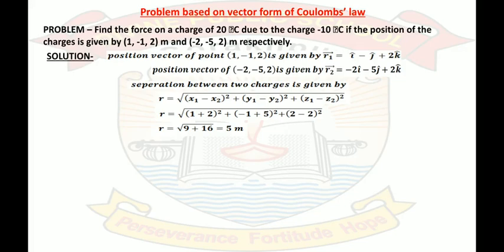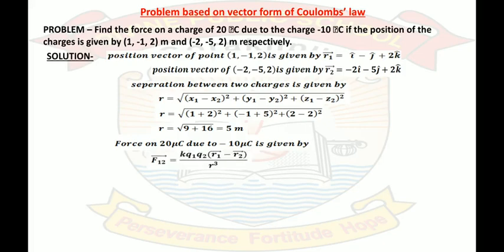So 20 microcoulomb is our first and 10 microcoulomb is our second. Okay. So force on 20 microcoulomb due to minus 10 microcoulomb is given by F12 is equal to K Q1 Q2 (R1 minus R2) upon R cube. Now I am using 1 to 1 minus 2. Okay. So what we do, we'll put the charges with the sign.